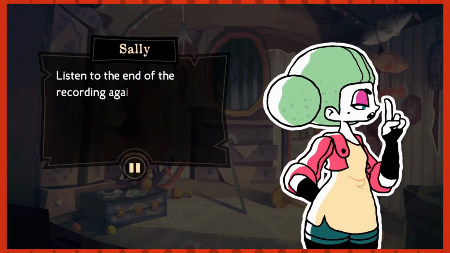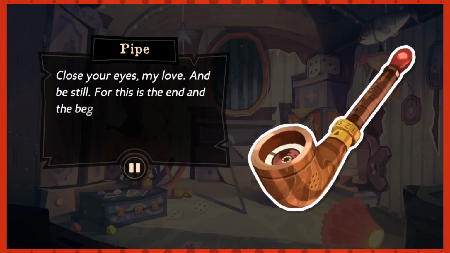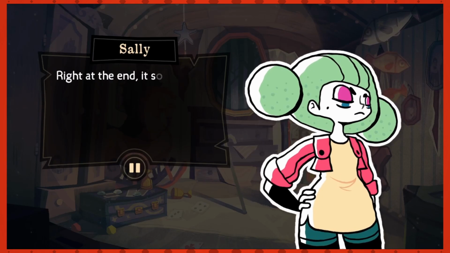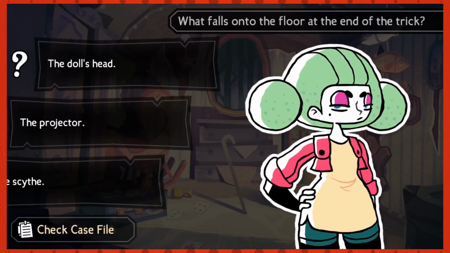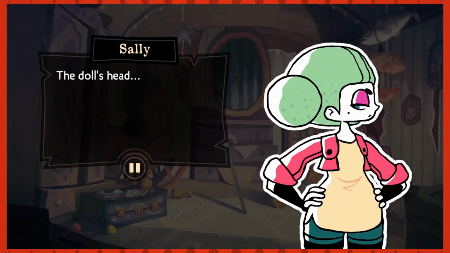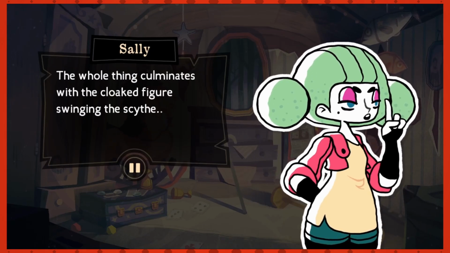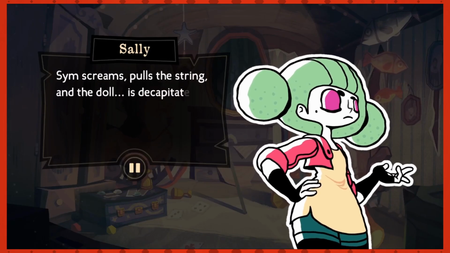Listen to the end of the recording again. Close your eyes, my love, and be still, for this is the end and the beginning. Right at the end, it sounds like something falls onto the floor. Something solid. Yeah, her head. The doll's head. The whole thing culminates with the cloaked figure swinging the scythe. Sim screams, pulls a string, and the doll is decapitated.